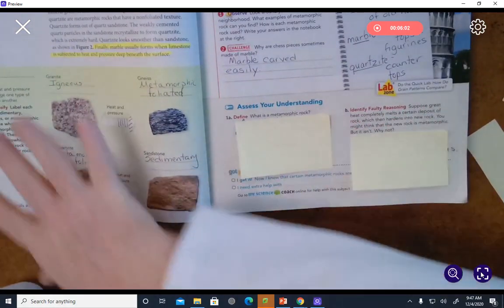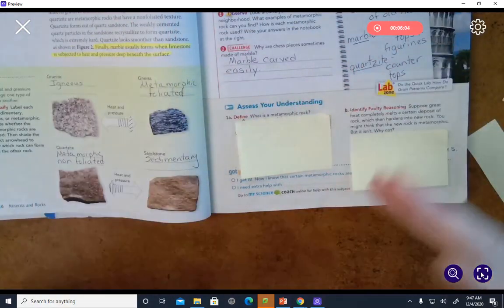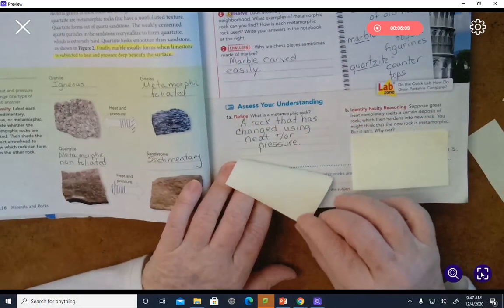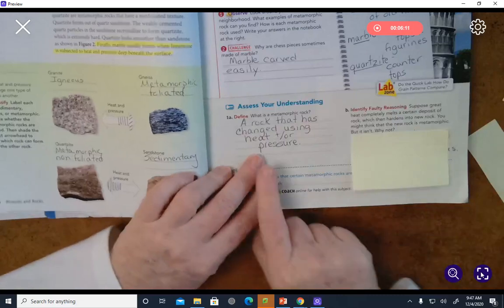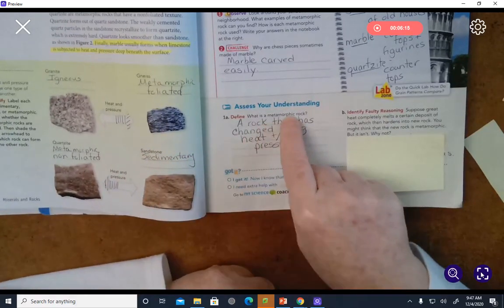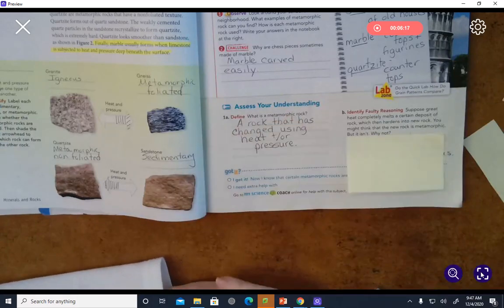So just to help you kind of review what you read, if you answered these questions, what is metamorphic rock? It's just a rock that is changed using heat or pressure. Please remember that H and P both are in the word, so hopefully that'll help you remember.